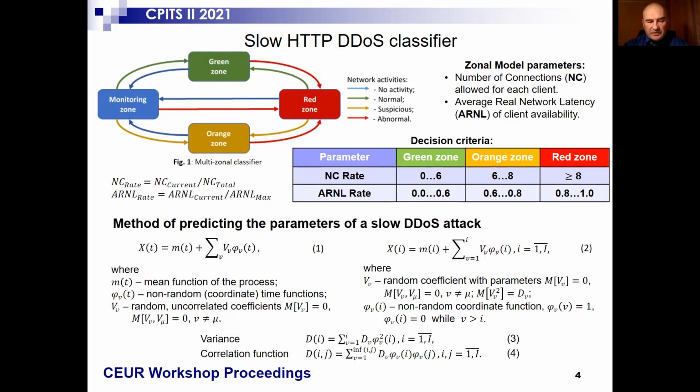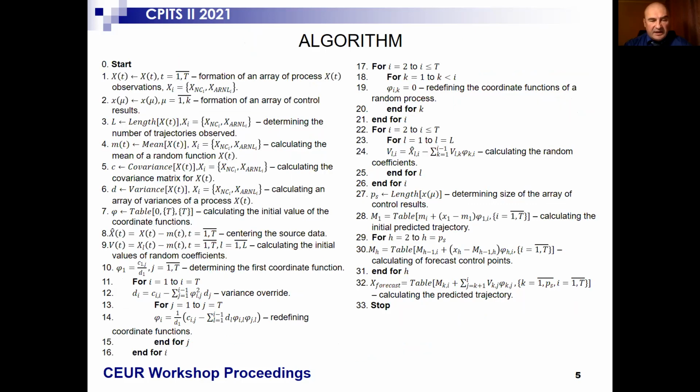To solve the forecasting problem, the process under study must be represented by Formula 1. Such representation can be applied to any traffic parameter defined as a time series, Formula 2, with variance, Formula 3, and correlation function, Formula 4. For detecting slow DDoS attacks, we developed the following algorithm that is based on prediction of user behavior. It allows us to determine accurately the random process at control points and to provide a minimum of the mean square of the approximation error in the interval between these points.